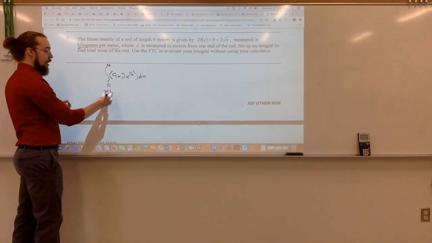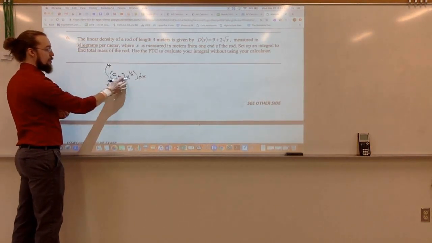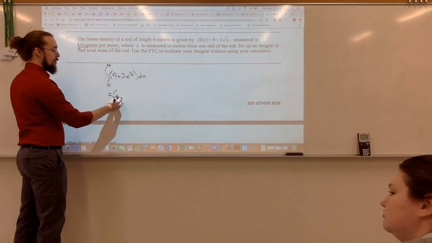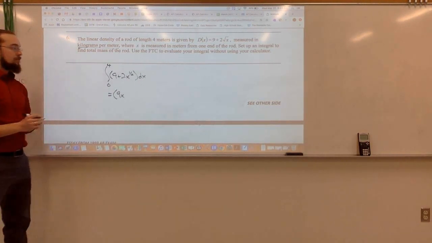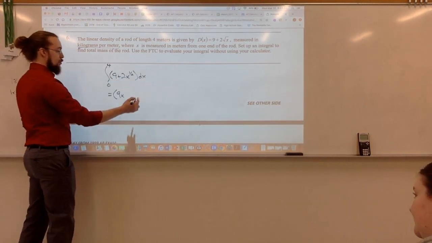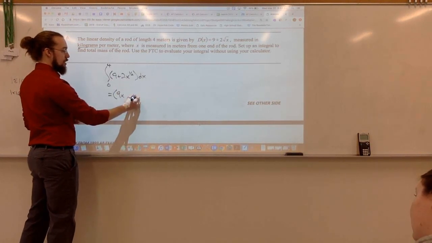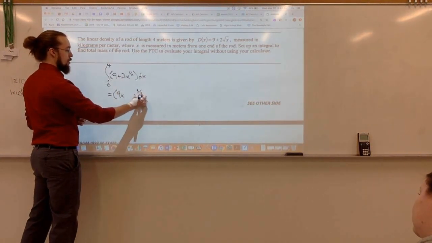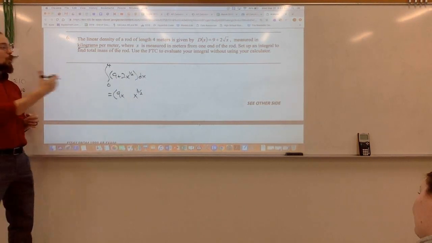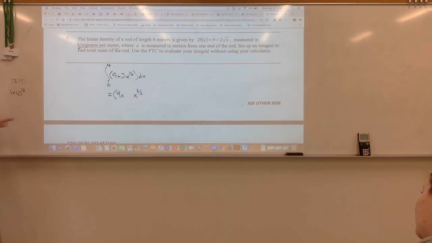To do that, I would take the antiderivative of each of these pieces. The antiderivative of 9 would be 9x. The antiderivative of 2x to the 1/2, well, I would add 1 to the exponent, so that would be x to the 3/2. Then I take the old coefficient over the new exponent.